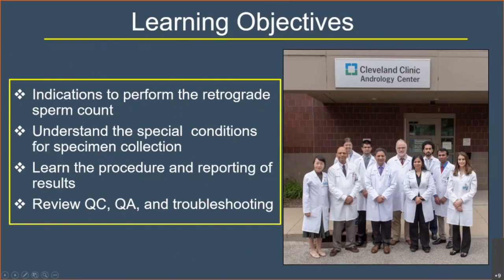The learning objectives of this talk are: indications to perform the retrograde sperm count, and understanding the special conditions for specimen collection, because two specimens will be collected here; learn the procedure and reporting of the results; and review the quality control and quality assurance, as well as troubleshooting associated with this test.